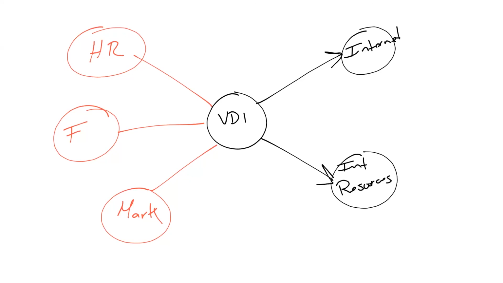So looking at the workflow in this environment, the marketing and the finance microsegments cannot talk to each other, so there is no communication between these two microsegment endpoint groups. But from marketing, you can actually have access to the internal resources and to the internet as well. And same thing for finance.